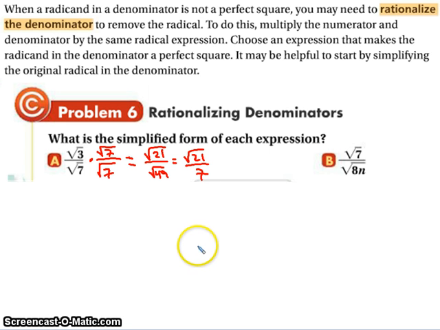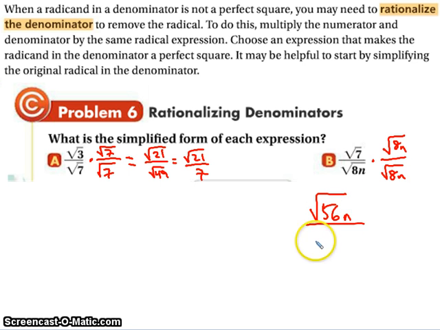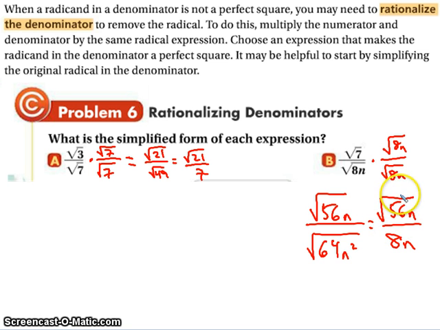Okay? So we're going to do the same thing here. We would multiply by the square root of 8n over the square root of 8n. So that's going to give us the square root of 56n over the square root of 64n squared. So the square root of 56n over 8n. Now, of course, if this could simplify any, we would go through the process of doing that, but I'll let you figure that out.